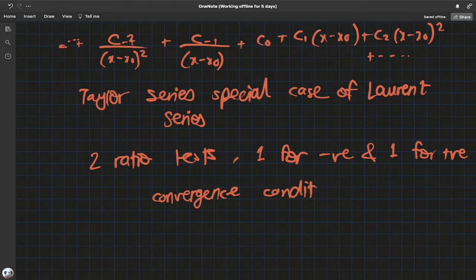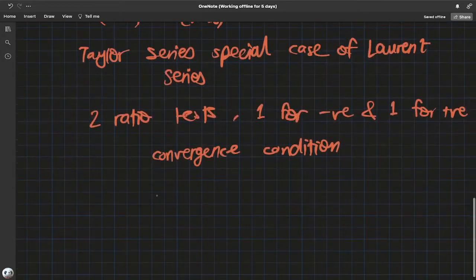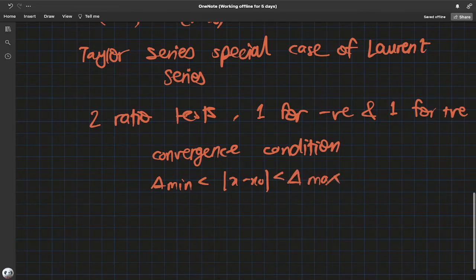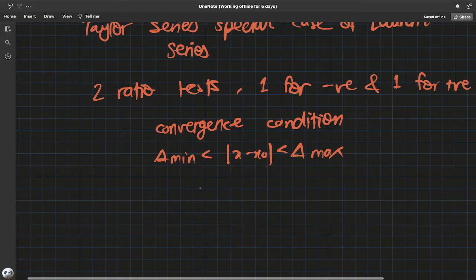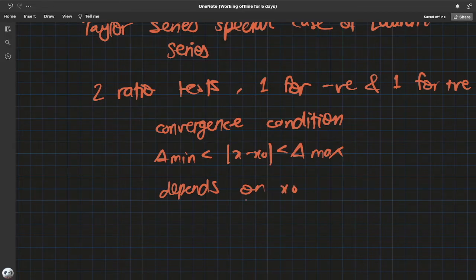because, I'm not going to derive it or anything, but it's going to be the absolute value of x minus x naught between some delta minimum and some delta maximum. And again, it depends on x naught, which is your expansion point.